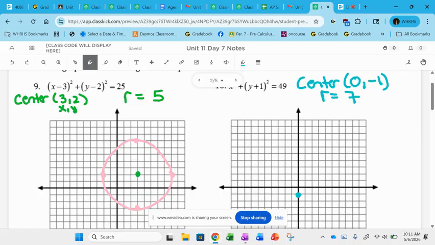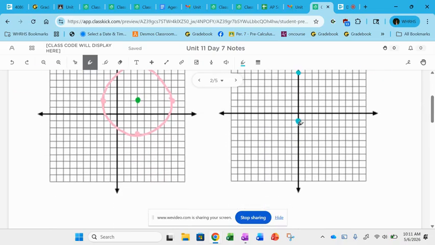How many people got that correct? Center and radius. Okay, so now my radius is 7. So up 7, 1, 2, 3, 4, 5, 6, 7. Down 7 from the center. Left 7 from the center. And right 7 from the center. And so that looks something like this.